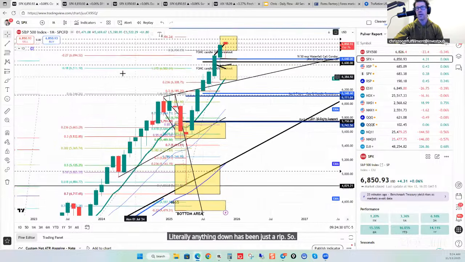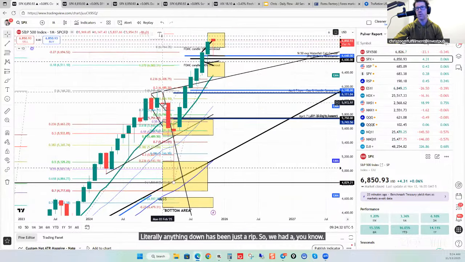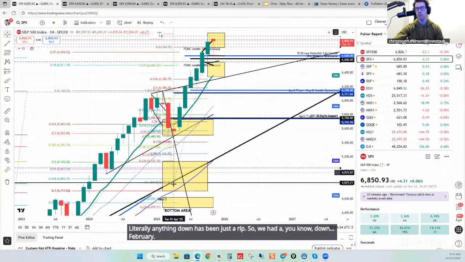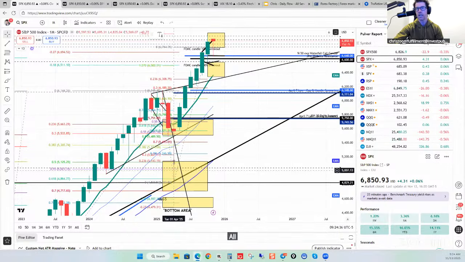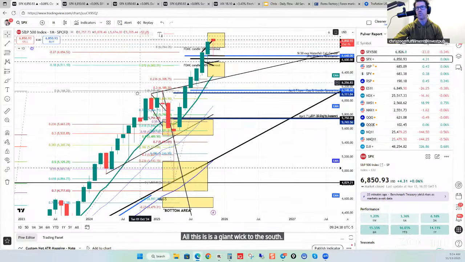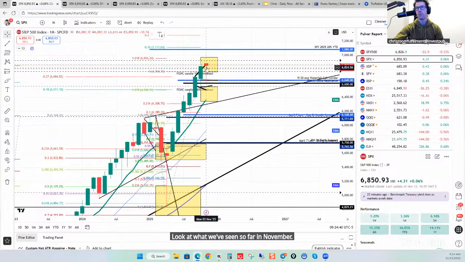So we had a down February, March, April. All this is a giant wick to the south. Look at what we've seen so far in November. A giant wick to the south.